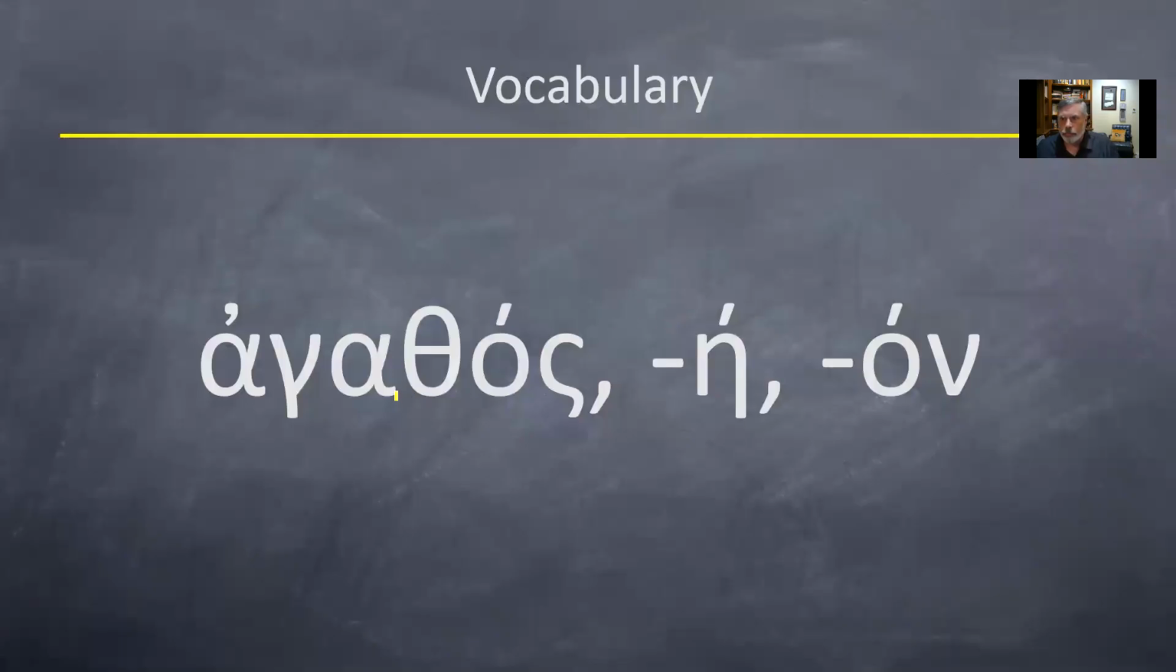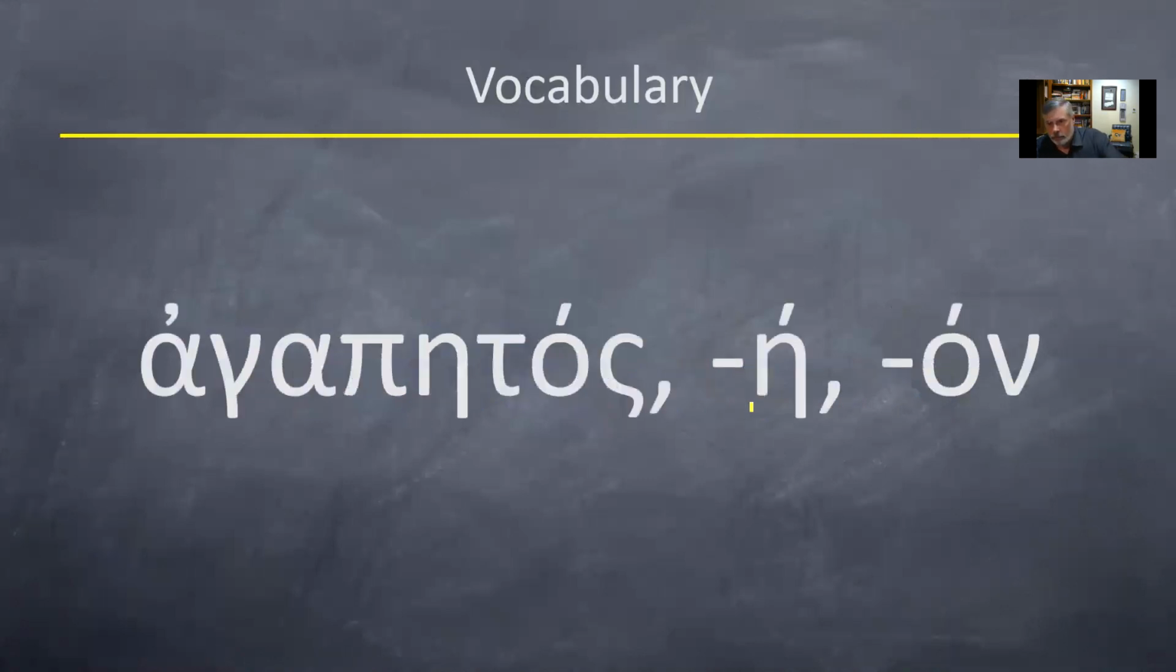Okay, vocabulary. Agathos, this is the lexical form. Agathos, agathe, agathon. This is an adjective, and so you see you have the nominative masculine, the feminine, and the neuter. Agathos, agathe, agathon, we've already seen that and used it. And that means, of course, good.